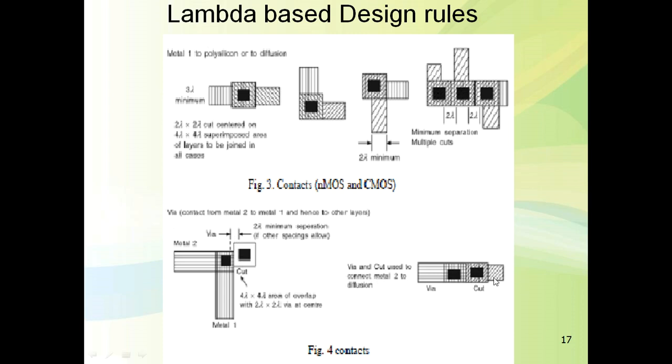Okay, so connection between n diffusion, then metal 1 and then metal 2. So this is n diffusion, then here it will be connection between metal 1 and n diffusion, and then connection between metal 1 to metal 2 is called a wire connection. This is wire, this is contact cut.